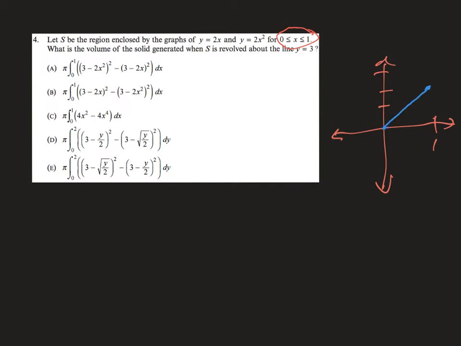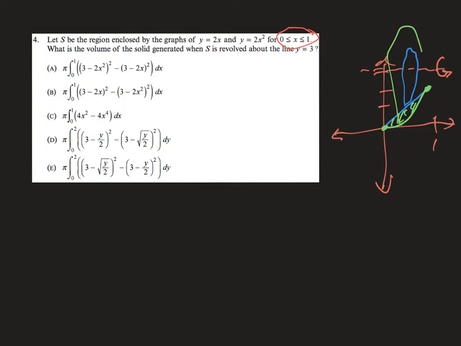When you plug in 0, you get 0. And then y equals 2x squared would start here at 0, 0, and then also hit the point 2, 1. But between 0 and 1, that parabola is below the line. So we're talking about this region here, and we are revolving that around y equals 3, right? So when you do the cross sections, they're going to be washers. The blue one will be on the inside, and the green one will be on the outside.